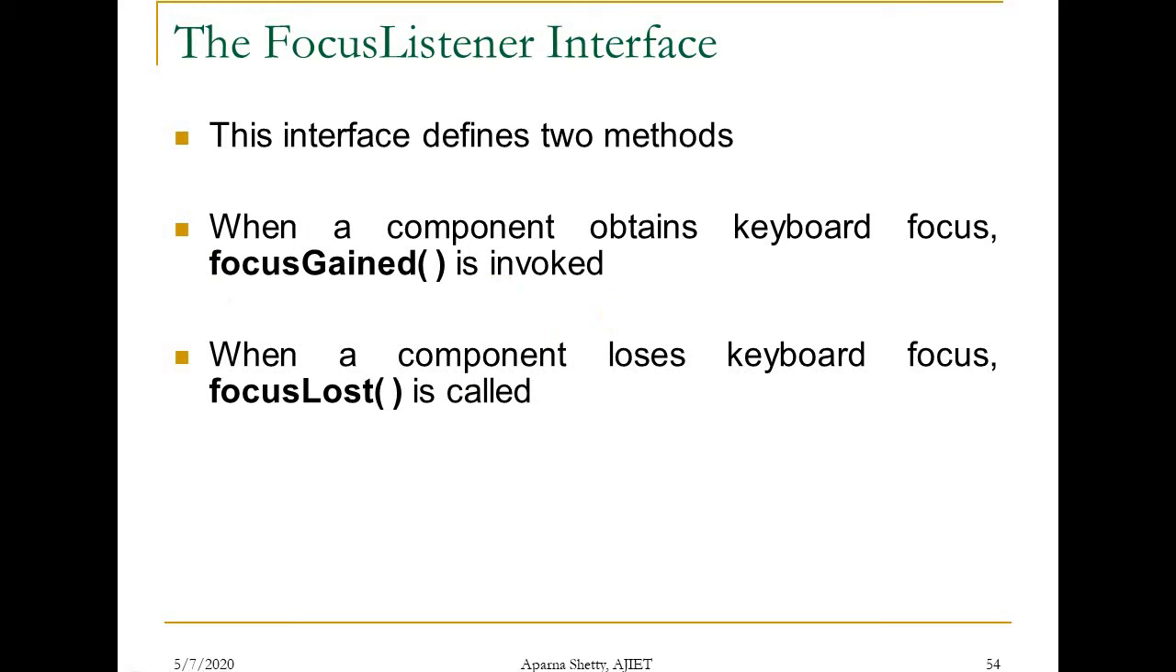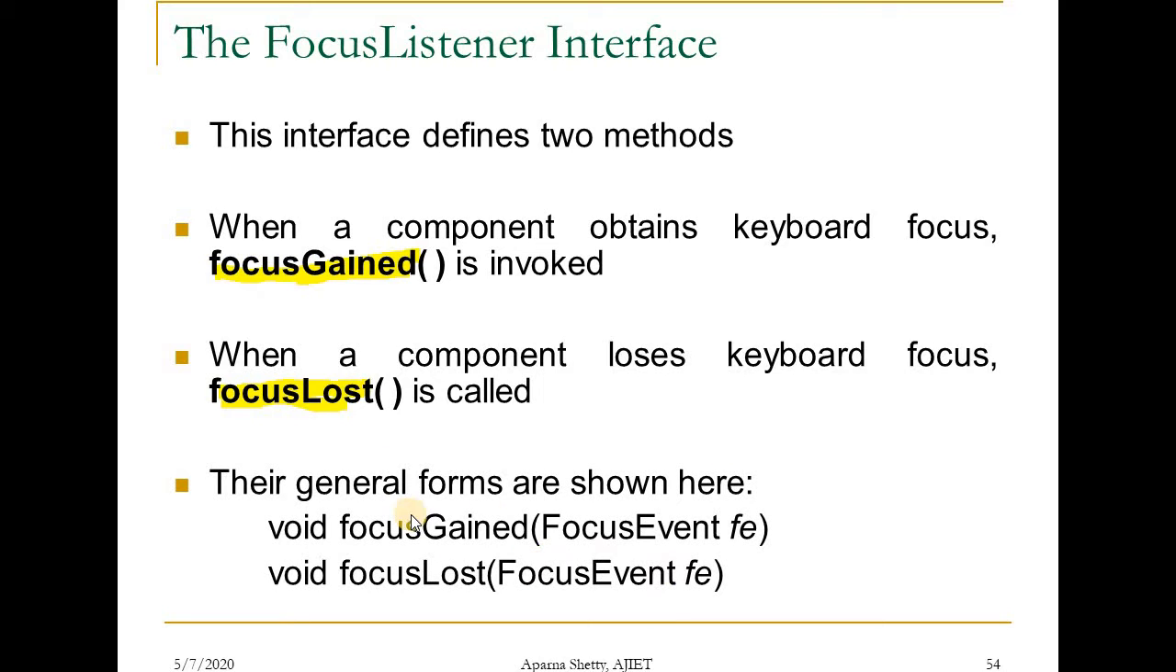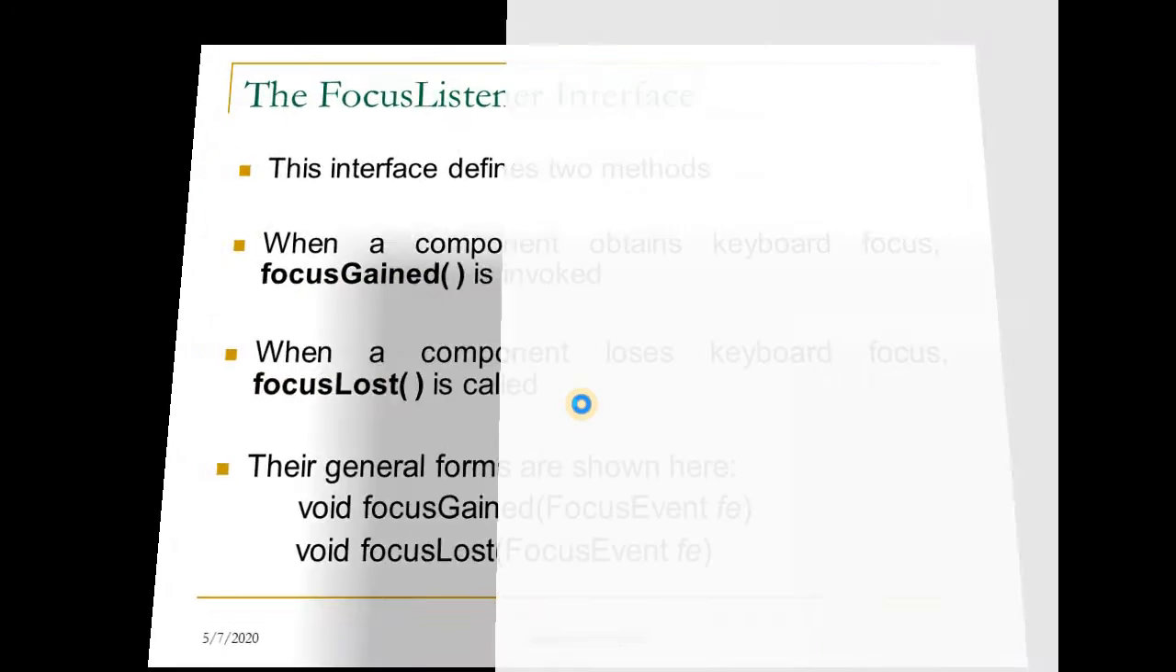So it has two methods, focusGained as well as focusLost. These are the two methods in the focus listener interface, for when a component gains keyboard focus and when the component loses keyboard focus. These are the general forms of the methods, focusGained and focusLost. Both these methods take a FocusEvent object as a parameter. So this was about the focus listener interface.